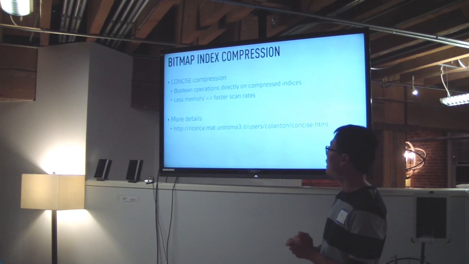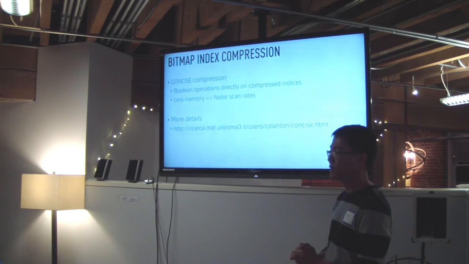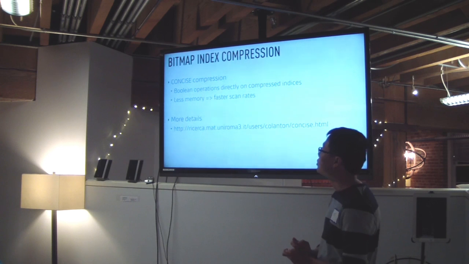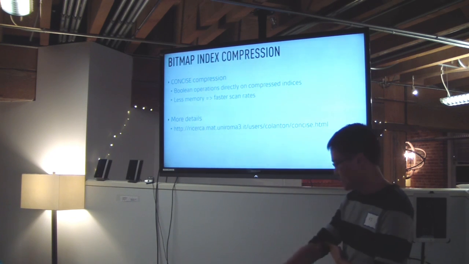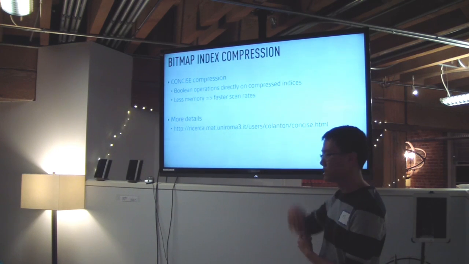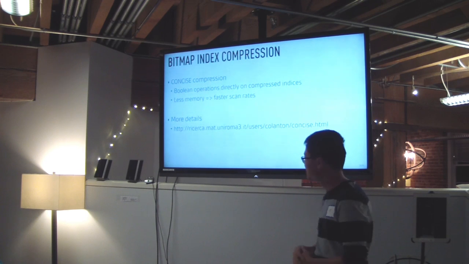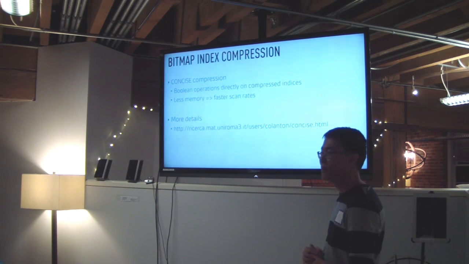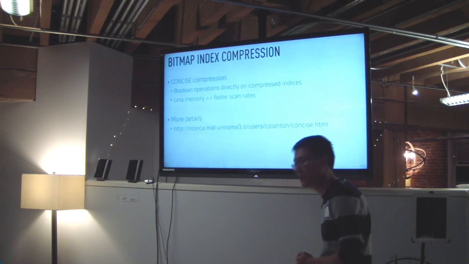So on top of the binary arrays, we actually have an additional level of compression, and we use an algorithm that's called Concise. Concise is really just a variation of word-aligned hybrid, which is really just a variation of run-length encoding. We simply chose Concise because we thought the paper was pretty interesting, and it reported some really interesting numbers about decompression ratios that you can get.